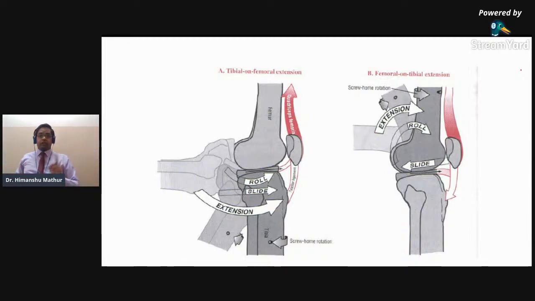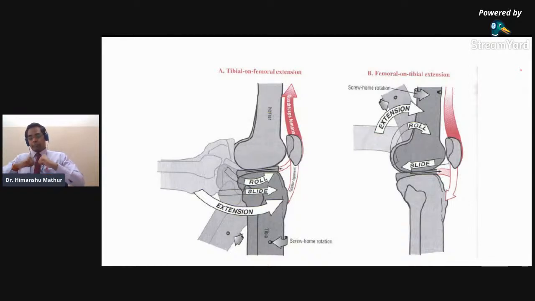But whenever I talk about femoral on tibial extension or flexion, in that case the convex surface moves over the concave surface. All right, so it moves like this in flexion, and it moves like this in extension. So whenever I talk about the femoral on tibial motion, the rolling and sliding occurs in opposite directions.